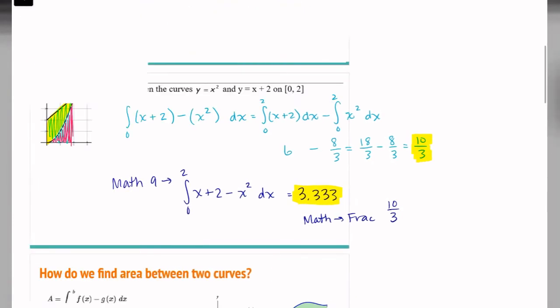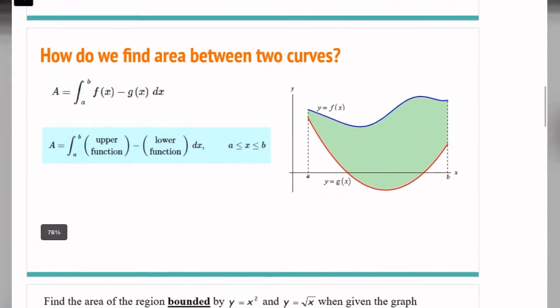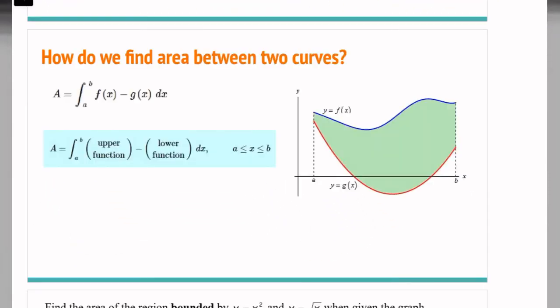So the basic idea that I want you guys to grab from this is that if we're going to find the area between two curves, we're going to do the integral of f of x minus g of x. And the key thing we have to remember here is that f of x has to be your upper function. It has to be the one on top. And g of x has to be your lower function. G of x is on the bottom, f of x is on the top. Now, if for some reason g of x was on top, then you could flip that around.